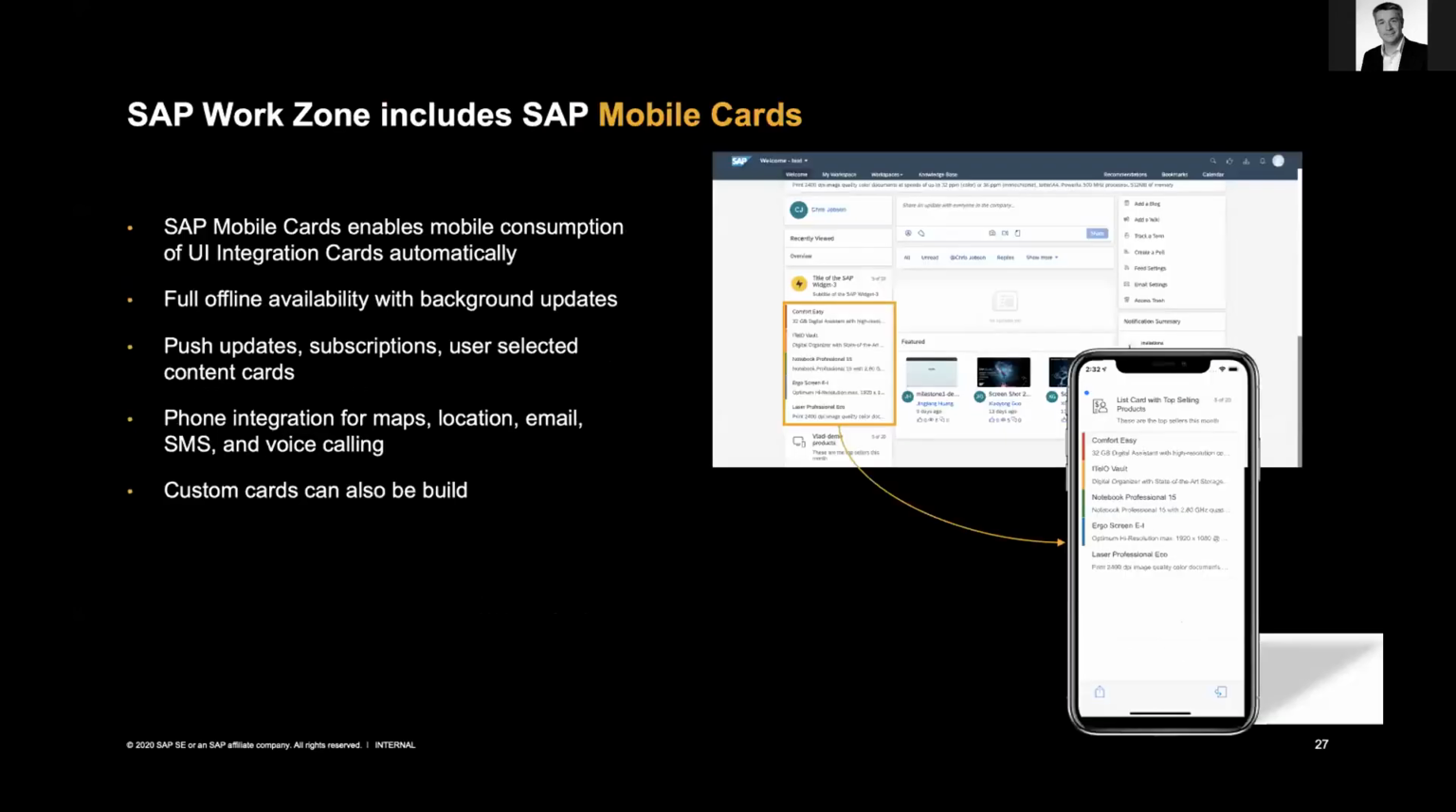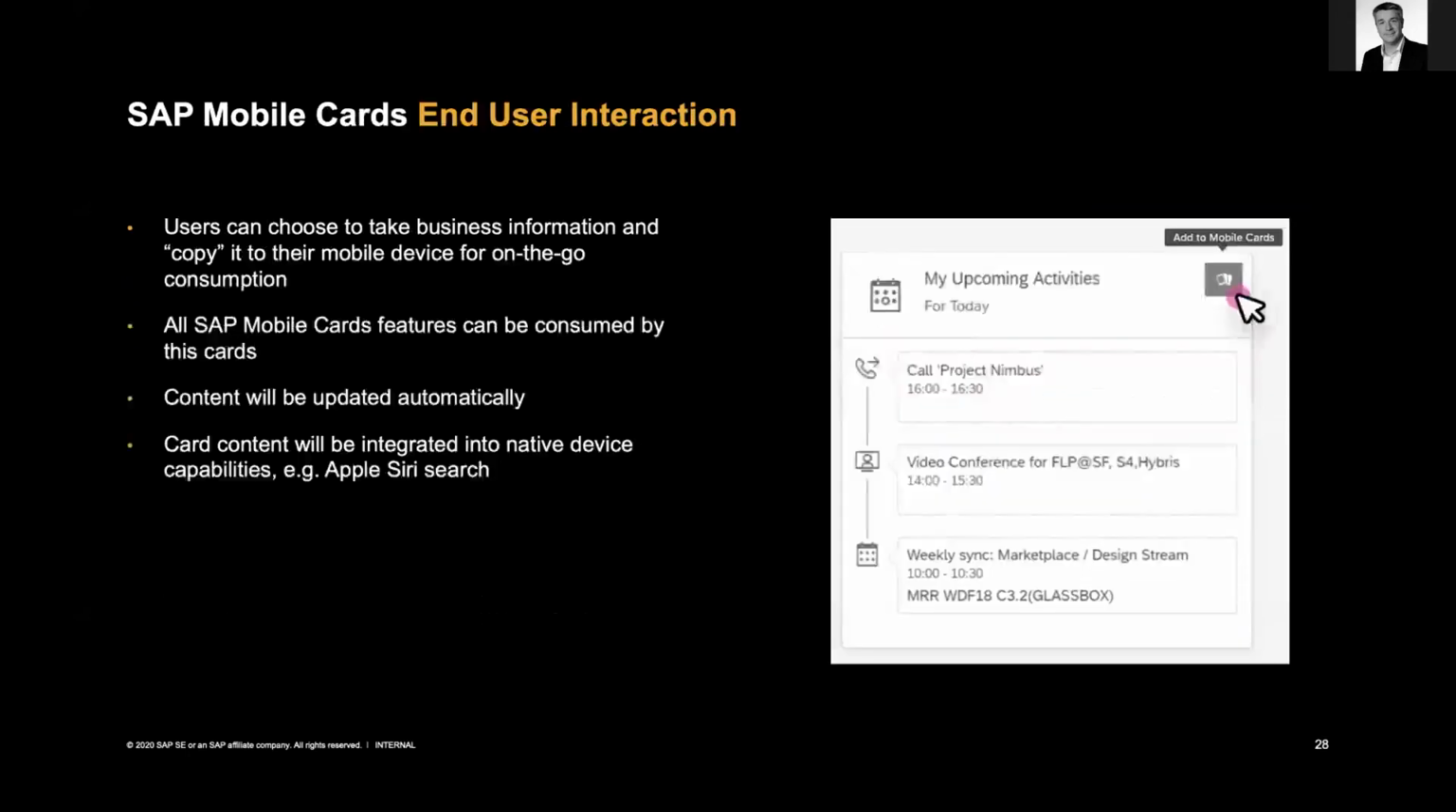But there are a couple of other nice little features we've added as well. Using our mobile cards technology, being able to take those UI5 cards and drop them into your mobile wallet. And you can simply, from within these different tiles within the WorkZone environment, click on this and it can be dropped into your wallet.